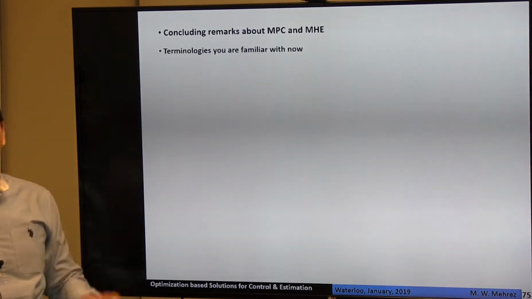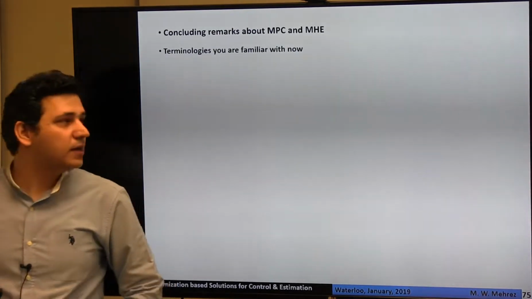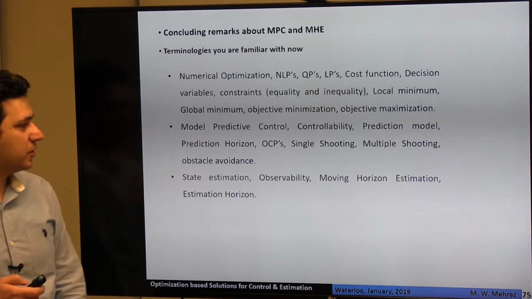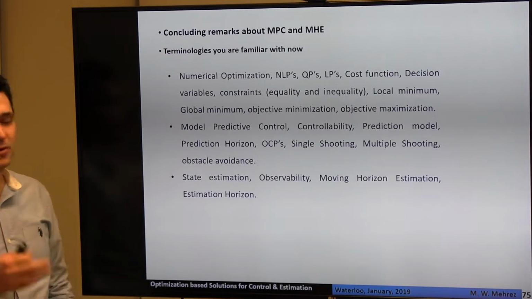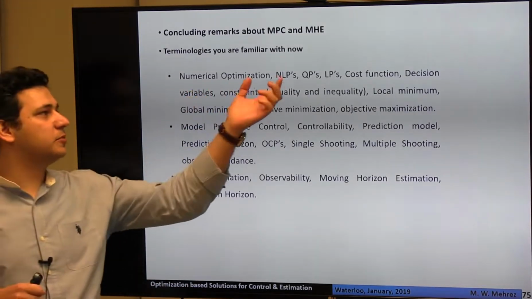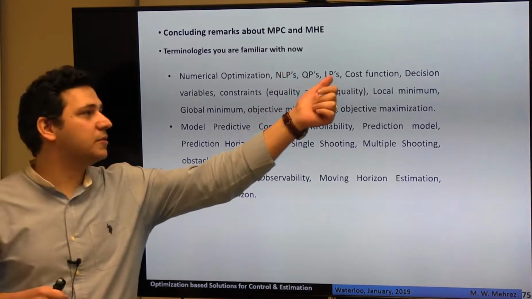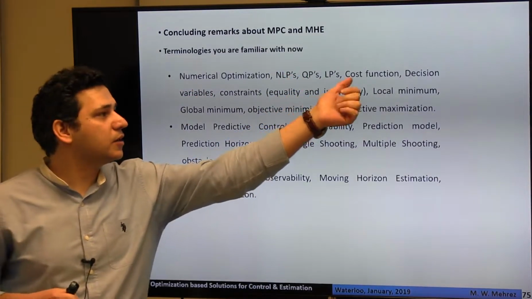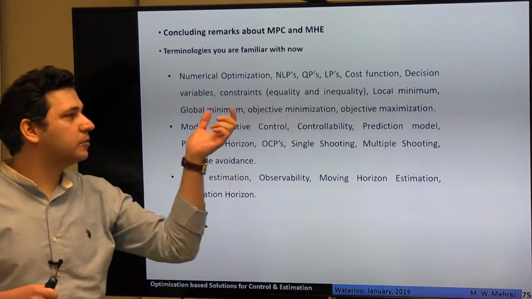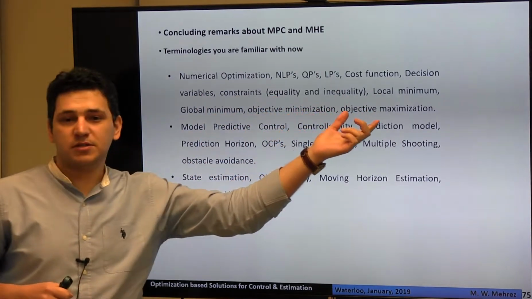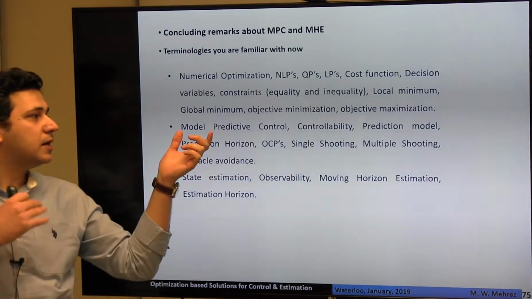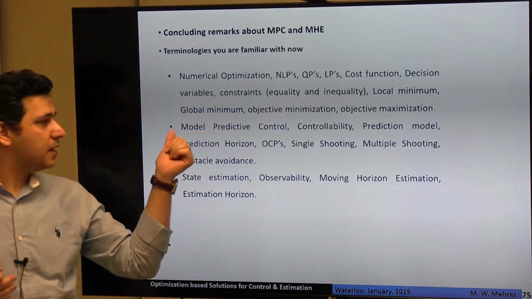Yeah. So now let's wrap things up. So these are the terminologies, some of the terminologies we talked about today and yesterday. We talked about terminologies like numerical optimization, NLPs, QPs, LPs, quadratic and linear programming, cost function, decision variables, constraints, equality and inequality, local minimum, global minimum, objective minimization, and objective maximization. These words all ring a bell to us, right?